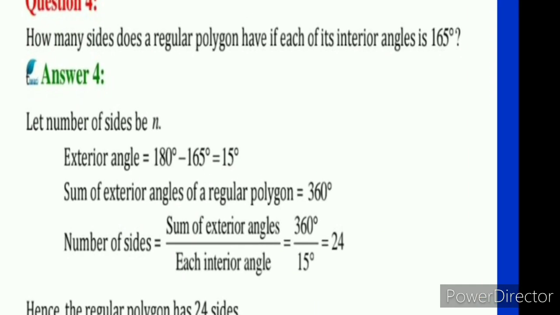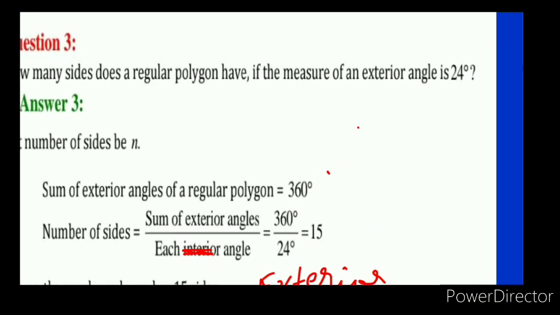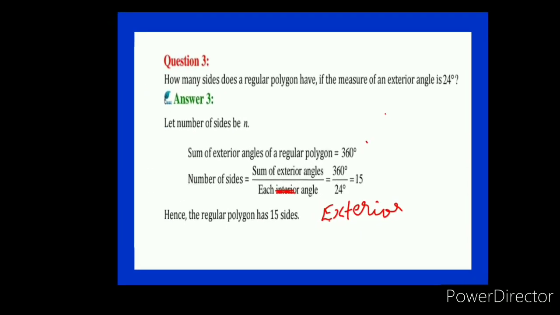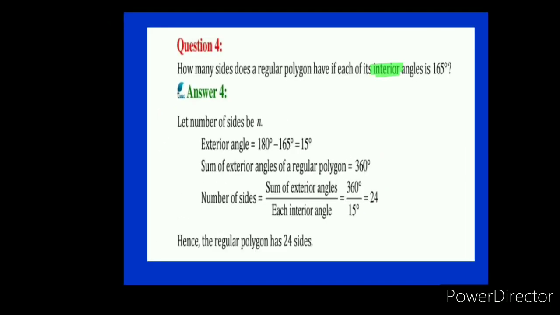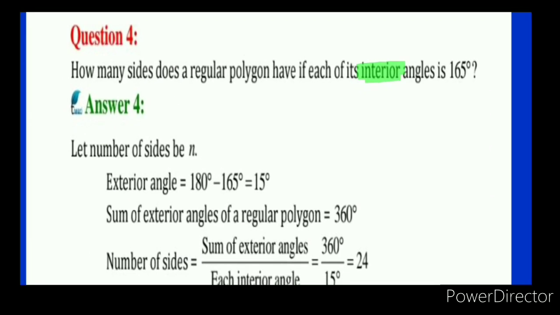Question number 4. How many sides does a regular polygon have if each of its interior angle is 165 degrees? Same method as the previous question, but a slight change here. Can you find what is the difference? In the previous question they gave the measure of an exterior angle, right? But in this question they are given the interior angle.